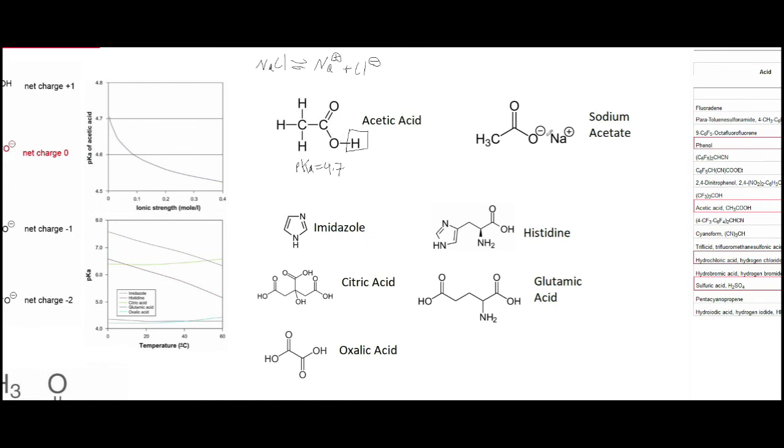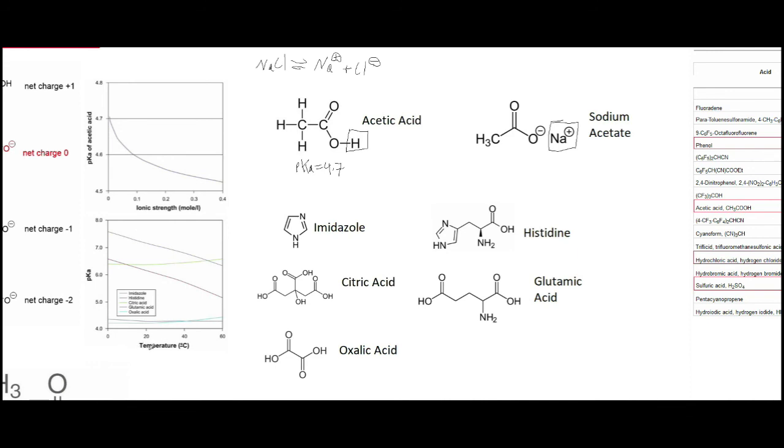And the reason for that is in the conjugate base form, after it's deprotonated, we now have these sodium ions around that can help stabilize this negative charge. And so that's why it's going to more readily become a charged molecule, because the charge can be stabilized.